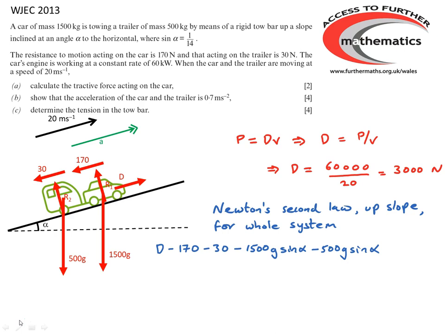So we've got D up the slope, we've got the 170 newtons resistance on the car, the 30 newtons resistance on the trailer. We've got 1500g sine alpha, the component of the weight of the car acting down the slope. And we've also got 500g sine alpha, which is the component of the weight of the trailer acting down the slope. So there's my resultant force, which must equal the total mass, 2,000 kilograms, times the acceleration.